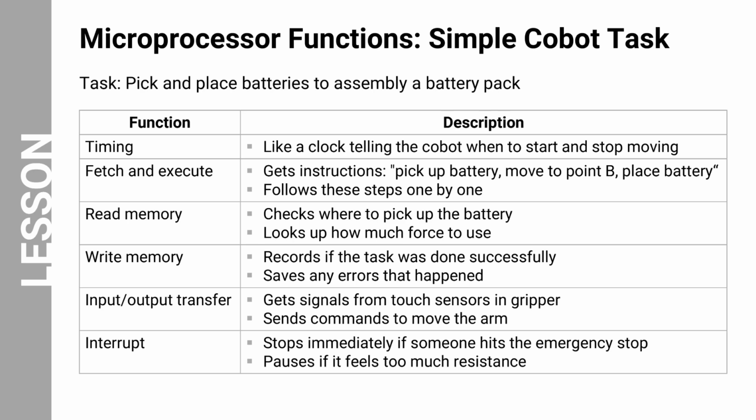Finally, the interrupt function acts as a safety feature. It can stop the cobot immediately if someone hits the emergency stop button or pause operations if the gripper feels too much resistance. All these functions ensure the cobot can perform its tasks safely and efficiently while maintaining the ability to respond to unexpected situations.